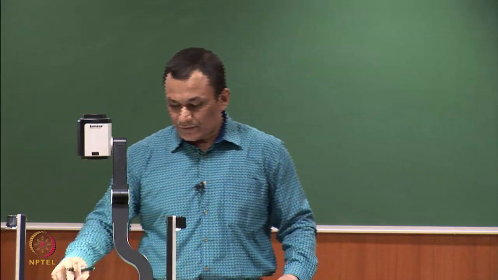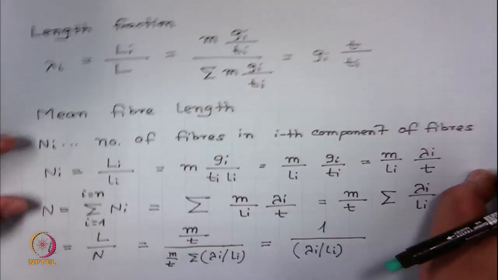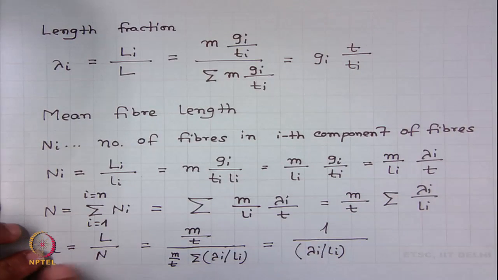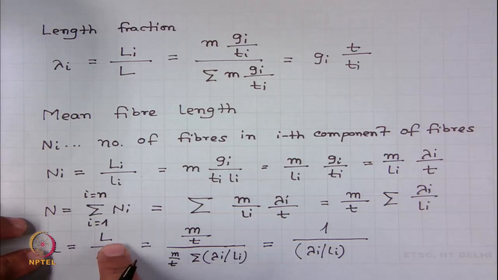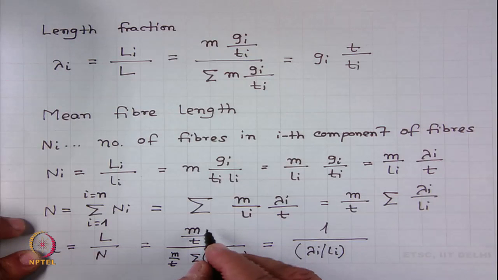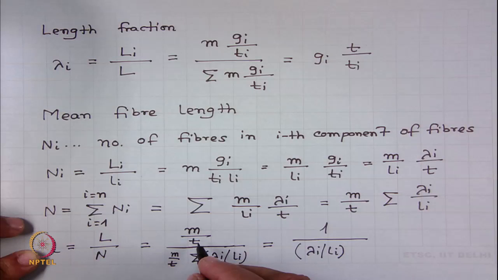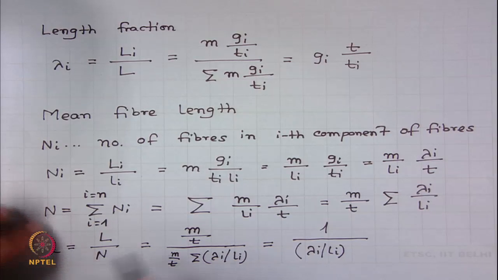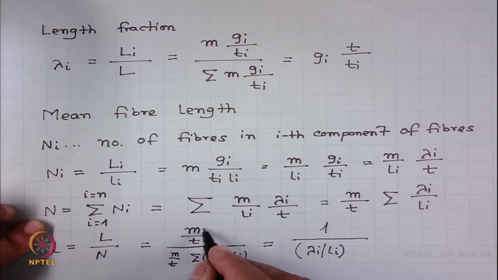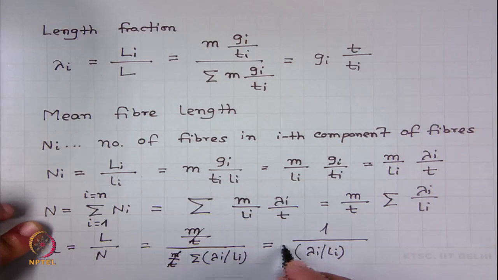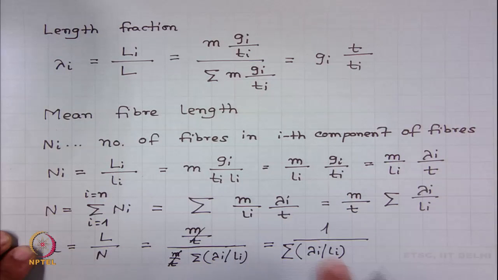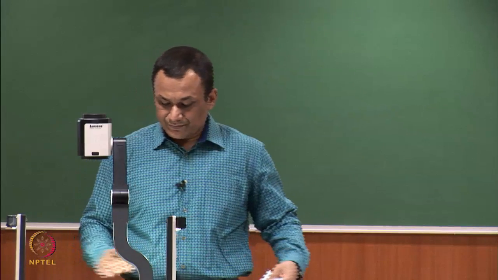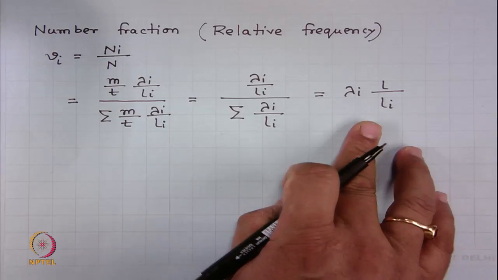So, what we used here, we use the expression from the last page: mean fiber length L is equal to total length of all fibers in the blend divided by total number of all fibers in the blend. This capital L is equal to mass of all fibers in the blend divided by fineness of a fiber in the blend, so m by t. This capital N we derived from here, so this m by t and m by t cancel out, we obtained summation of lambda I by Li. So, this we substitute here to obtain this expression.